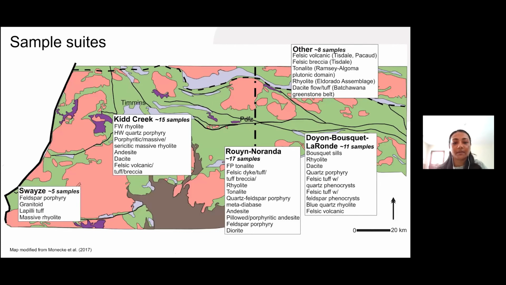So just to put our sample suite into context, we have quite a large number of samples from our three main VMS camps, including different lithologies from these camps. And we have a couple of other samples from areas surrounding these three main study areas. Next slide, please.